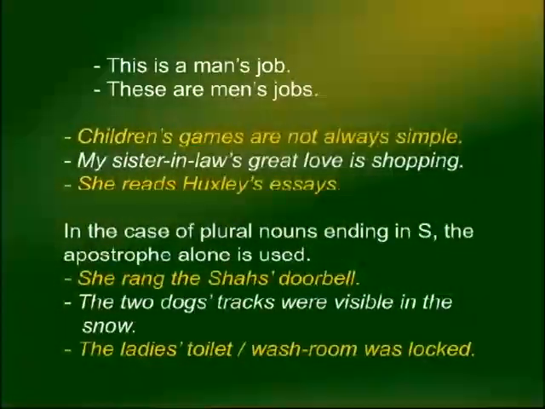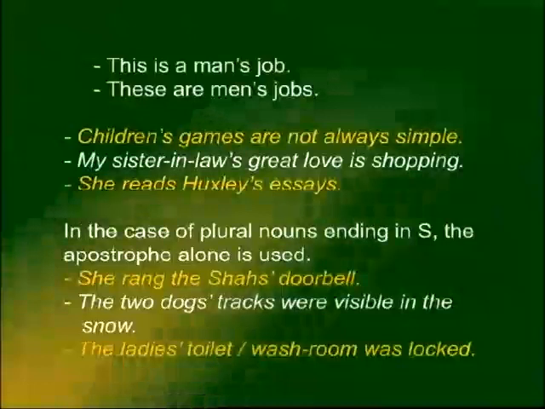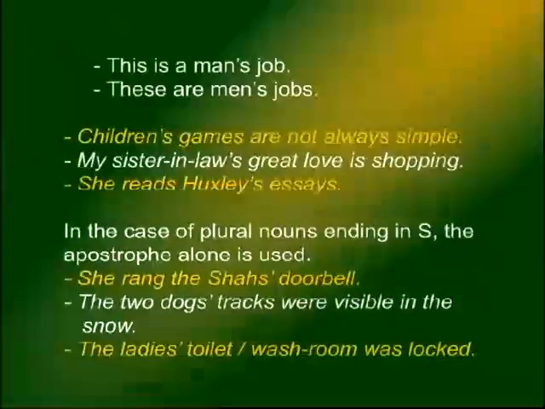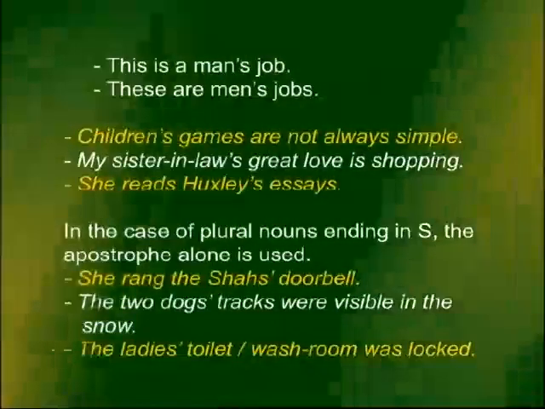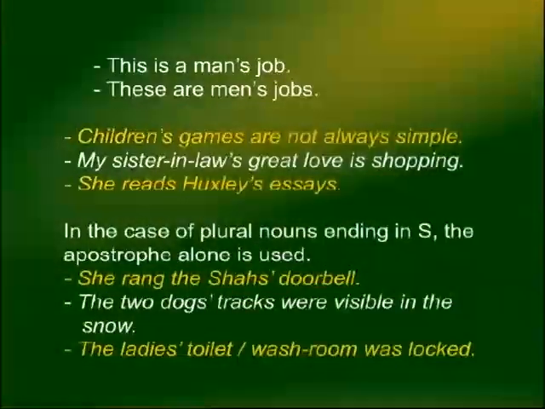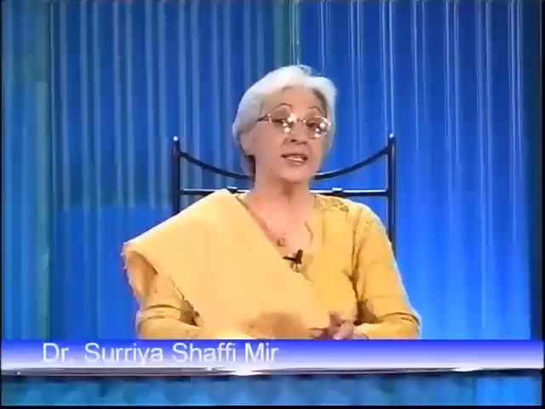In the case of plural nouns ending in S, the apostrophe is used alone. Example: she rang the Shahs' doorbell. Over there, you do not add an S. You just use the apostrophe by itself. The two dogs' tracks were visible in the snow. There is an apostrophe after dogs, but you do not add an S. Number 3: the ladies' toilet or washroom was locked. Ladies is plural, so you do not add an S. You only use the apostrophe by itself.